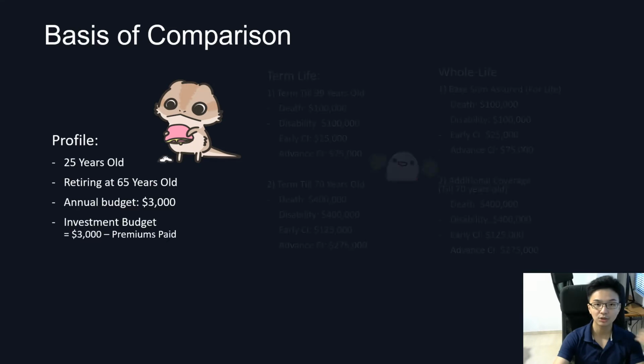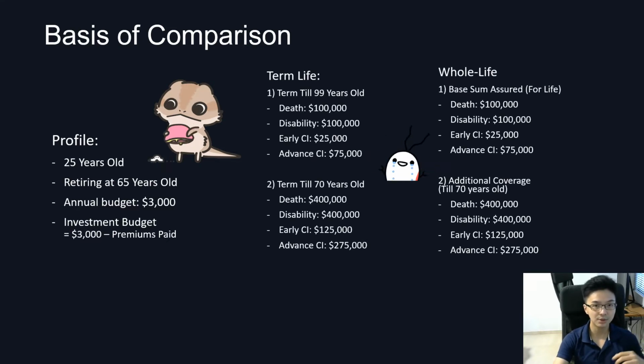Now, in front of Jonathan today, he has two options. The first one is the use of a term life insurance, one that covers him till the age of 99, and the other term life insurance will cover him till the age of 70 years old, or he could just use a whole life insurance that essentially provides the same coverage behavior.